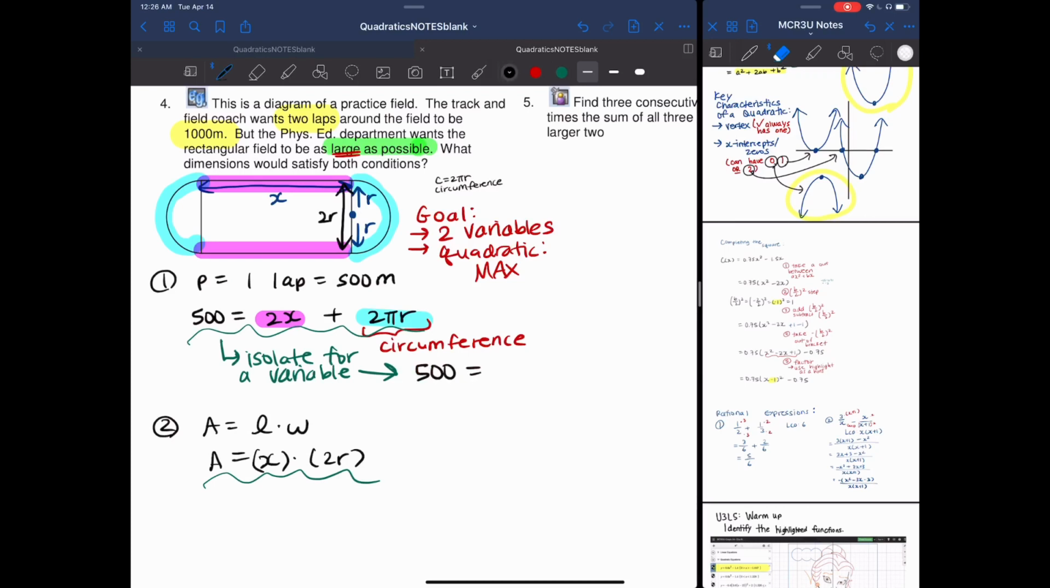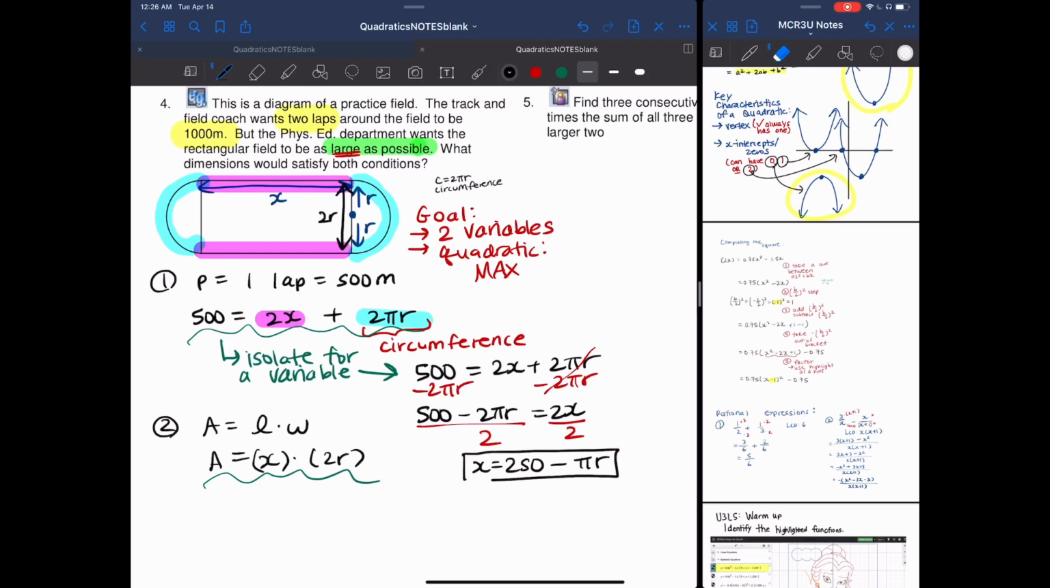So 500 equals 2x plus 2 pi r. Subtract 2 pi r on both sides, and then you get 500 minus 2 pi r equals 2x. I want x by itself, so divide by 2 on both sides. And x is equal to, not 500, but that simplifies because they're both even numbers, right? The 500 and the 2. So I should simplify it. 500 divided by 2 is 250. And then 2 pi r divided by 2 is, sorry, minus pi r.